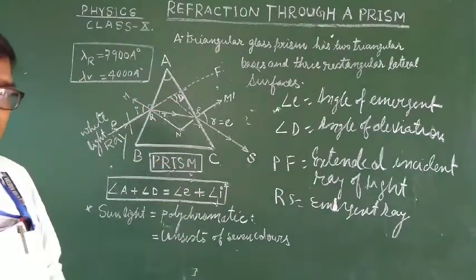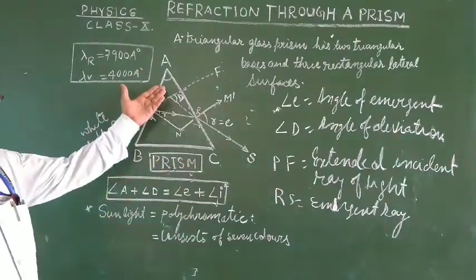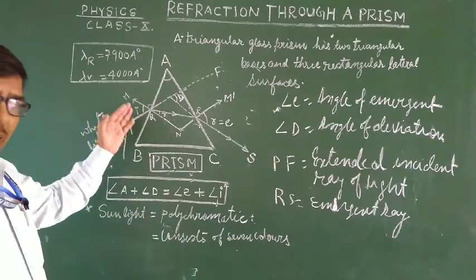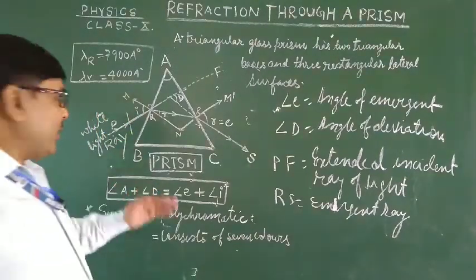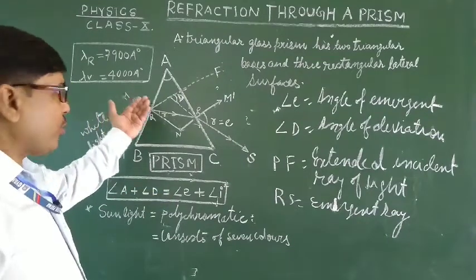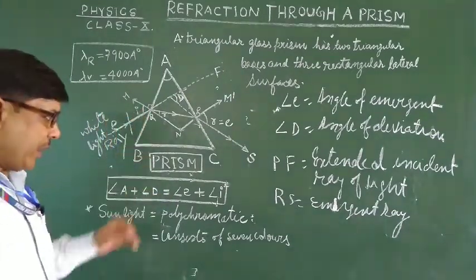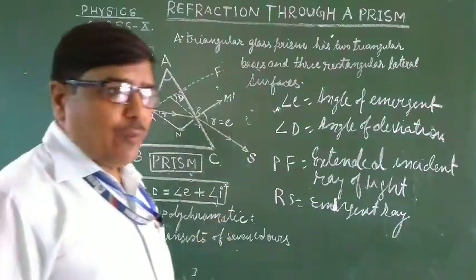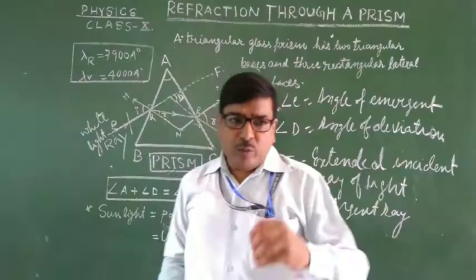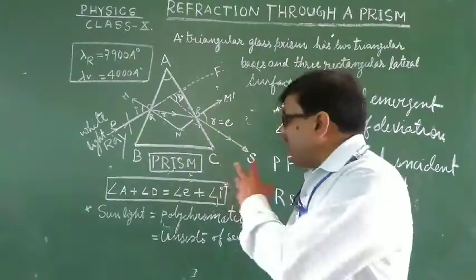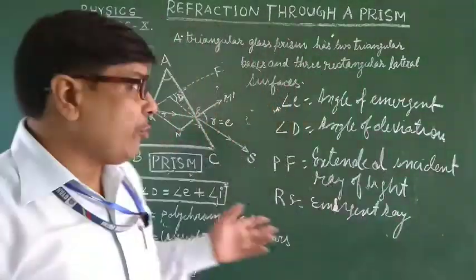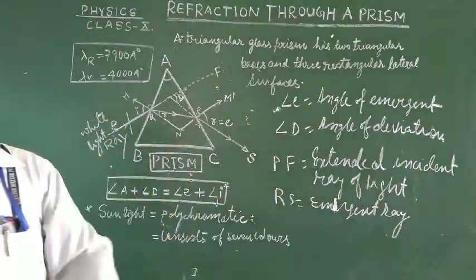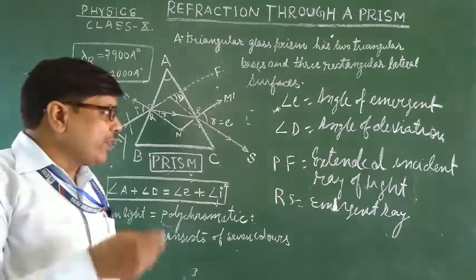The angle of deviation depends on the angle of incidence, at what angle the incident ray of light falls on the surface. And finally, it depends on the nature of the prism. From which material is the prism made? On that material, the angle of deviation depends.